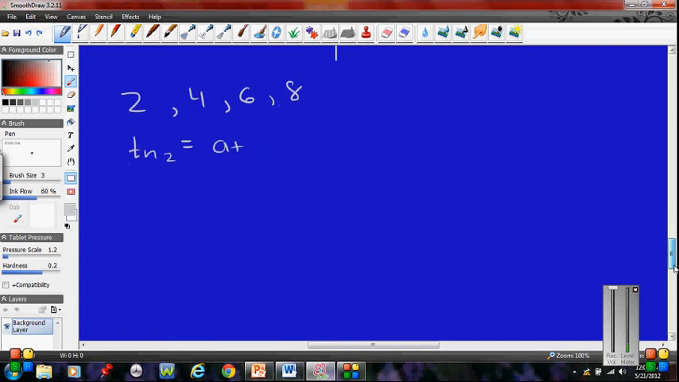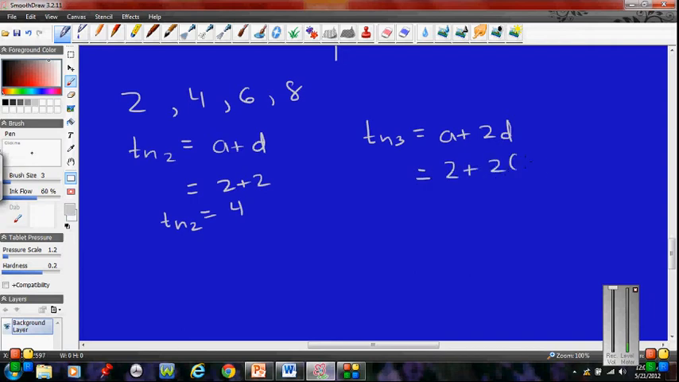Alright, so a plus d, which is 2, so it's equal to 2 plus 2 is equal to 4. So from this we can see that the formula indeed works. And then we have tn3 is equal to a plus 2d, because now we're adding 2 twice, because we're jumping 2 numbers. So now we do equals 2 plus 2, just to make sure it works, is equal to 6. 2 times 2, 4, 4 plus 2, 6.